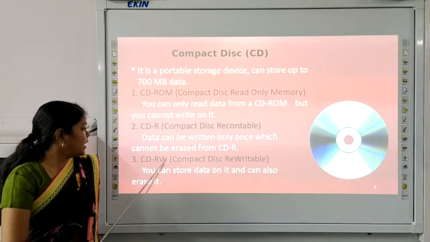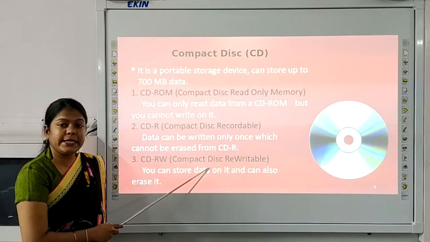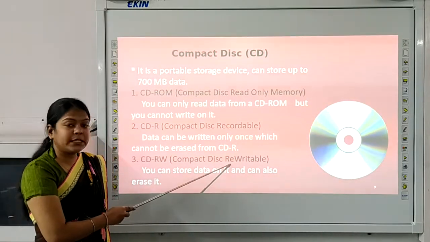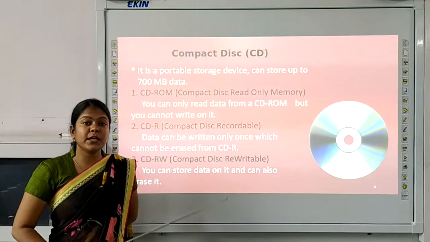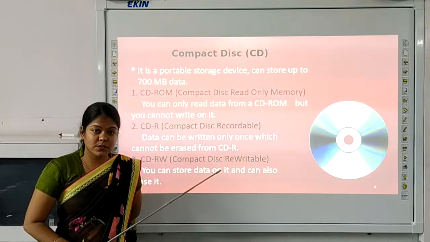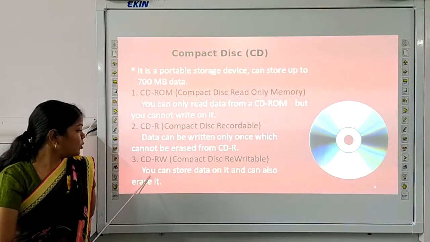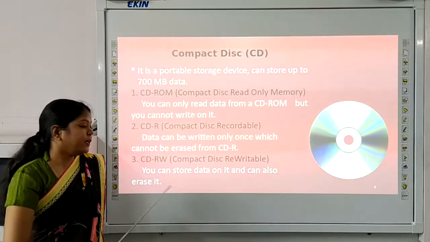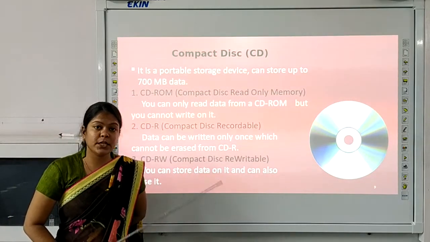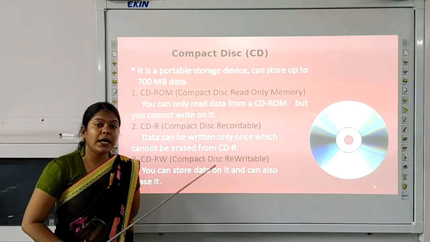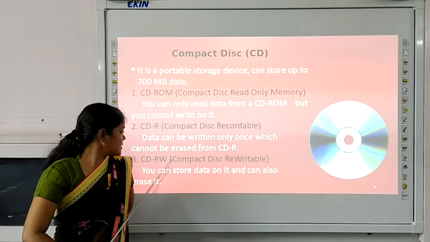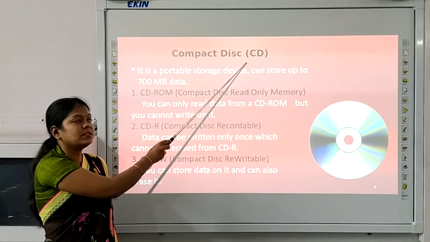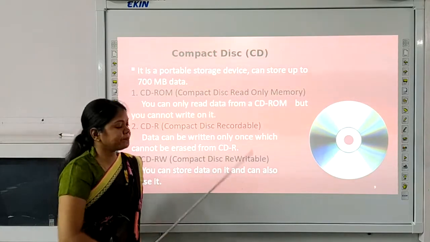Next, CDRW stands for compact disc rewritable. Here RW stands for rewritable. It means ki aap CDs pe data ko fir se store kar sakte hain. You can store data on it and can also erase it. It means data ko aap ek bar store kar sakte hain, you can remove it and you can again store the new data on this CDRW. Okay, so these are the 3 types of this CD storage device.